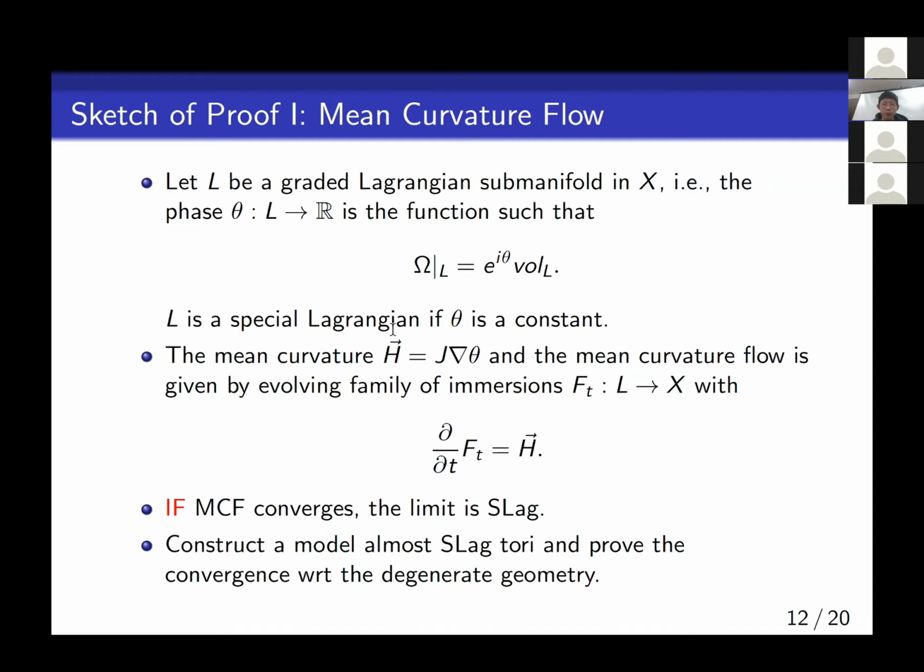But in general, this is a hard question. There are very few examples where you can prove that the flow really converges. And actually, most of the time, one would expect the flow will not converge. And so the idea is that we construct almost special Lagrangian tori, and we prove that in this case the mean curvature flow really does converge. This occupies a huge part of the work.